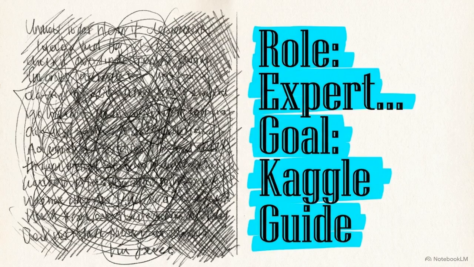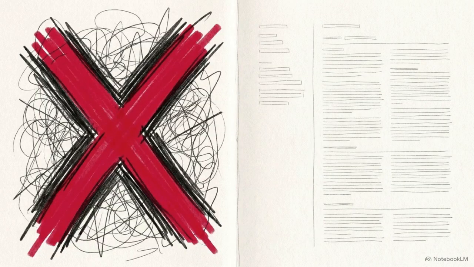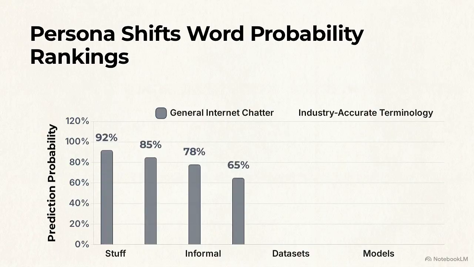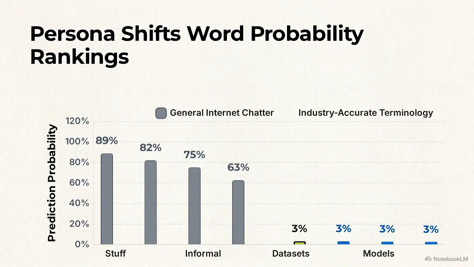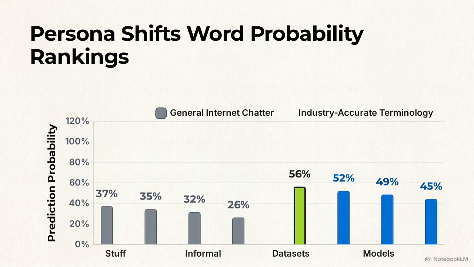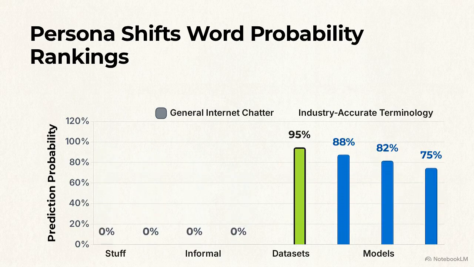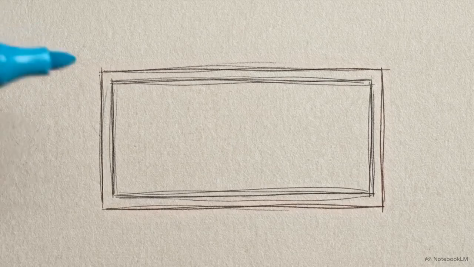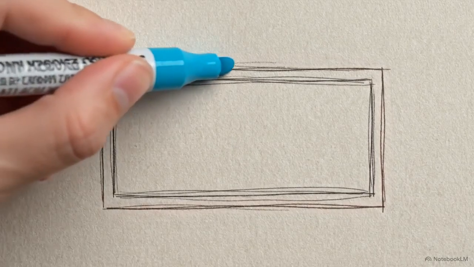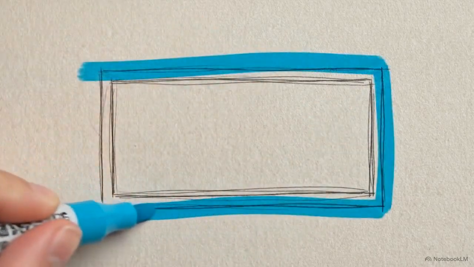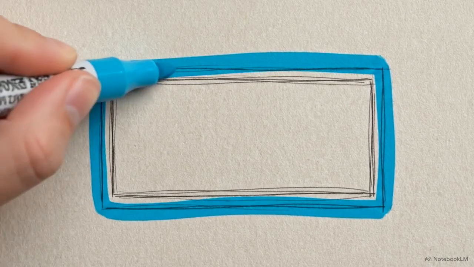Looking at this split-screen comparison, you can see the failure point of skipping this step. The weak, generic prompt on the left causes the AI to default to a bland, beginner-level tone. Assigning a persona forces the language model to adjust its word probability rankings. It pulls from industry-accurate terminology instead of general internet chatter. A persona is a strict boundary condition. It dictates the baseline quality and authority of the entire resulting output.